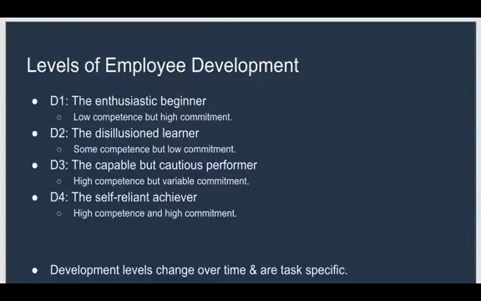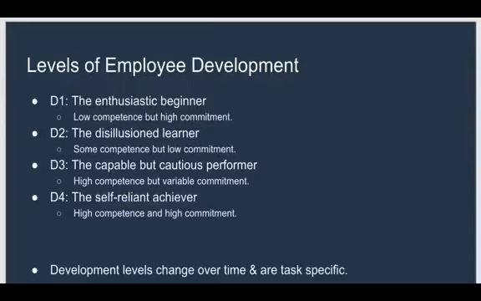Next, we have D2, the disillusioned learner. Here your subordinate has some competence, but low commitment. They have the skills they need, but for some reason, they are unwilling or lack the confidence to perform the task. And maybe the task or the situation is new to them.